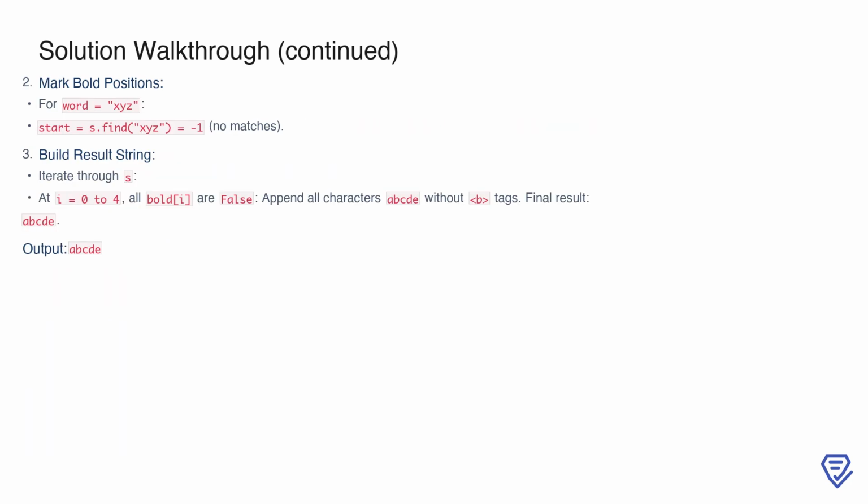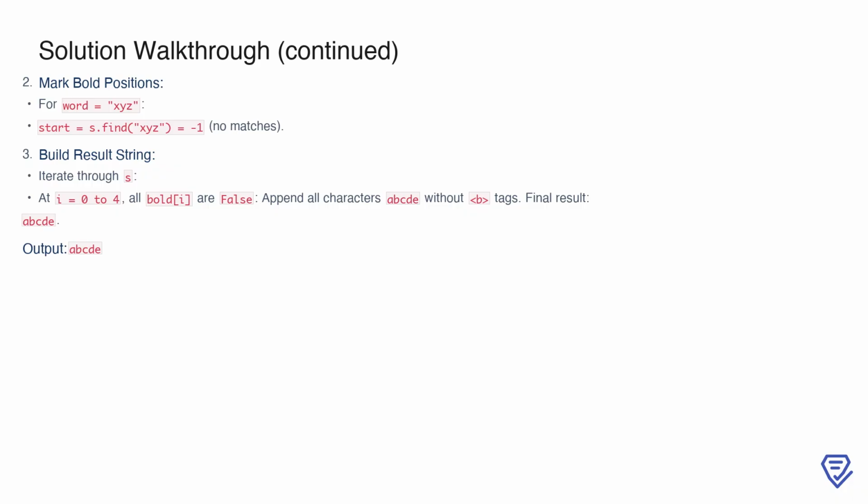Finally, we consider an example where there are no matches. Here, the input words array contains XYZ, and the string s is ABCDE. After initializing n to 5 and the bold array to all false, we attempt to find the word XYZ in s. Since s.find returns -1, indicating no matches, the bold array remains unchanged.